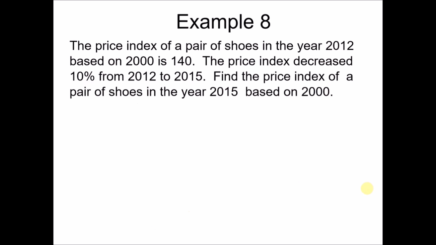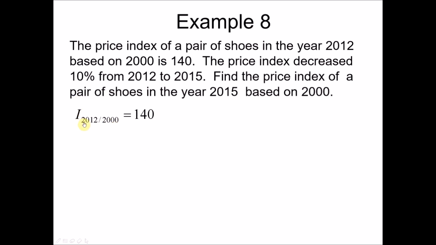We go to the last question example, which is the hardest one. The price index of a pair of shoes in the year 2012 based on 2000 is 140. The price index given is 140. If we write the information here, we get this. Previously, you haven't seen me write the price index in this form, because this question involves different years. So usually I will write like this so that it's easier for us to identify the index.